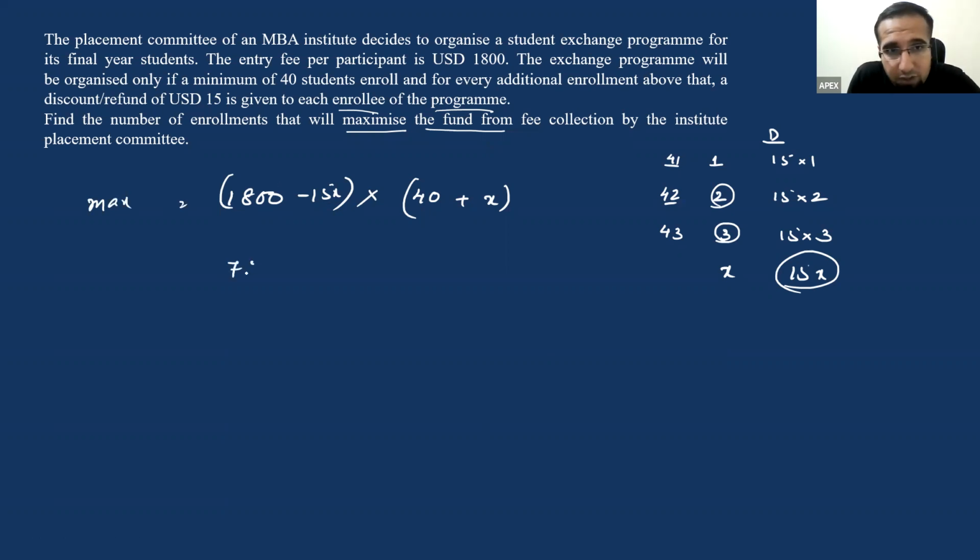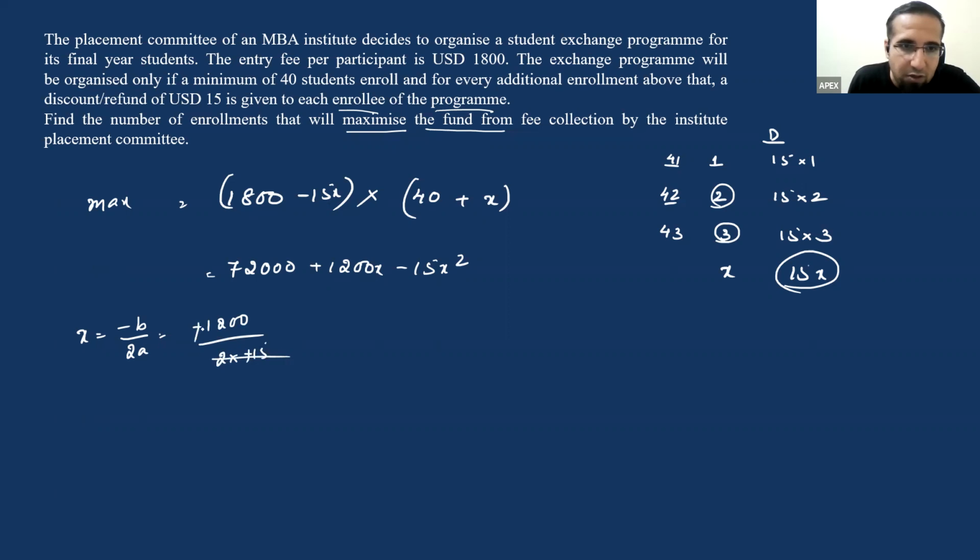So 18 fours gives me 72 followed by 3 zeros. Plus 1800x minus 600x will give me plus 1200x minus 15x square. So this quadratic expression will attain its maxima at x is equal to minus b by 2a. That is equal to minus 1200 by 2 into minus 15. Minus minus gets cancelled. 2 15s are 30. 30 into 40.